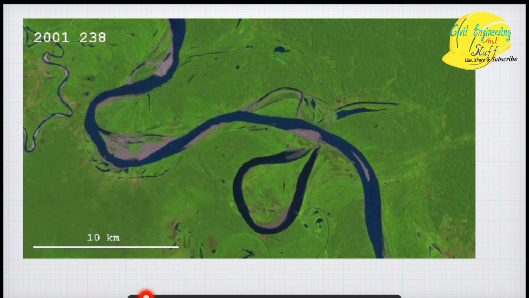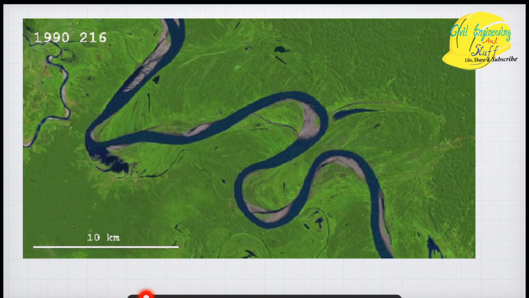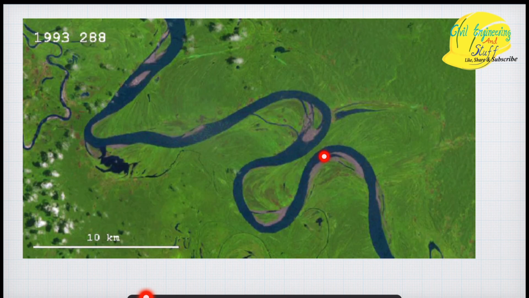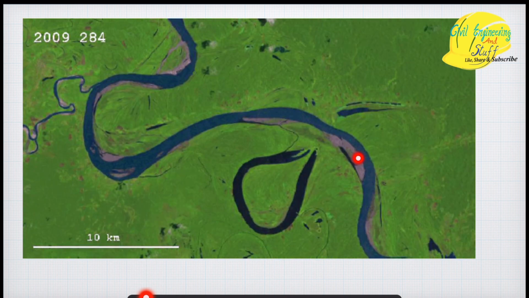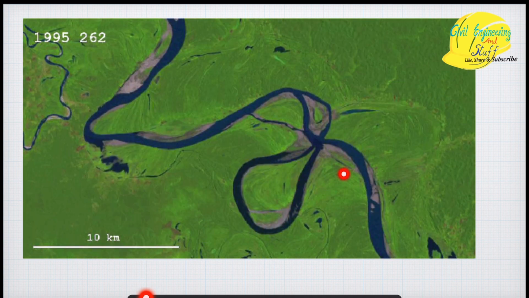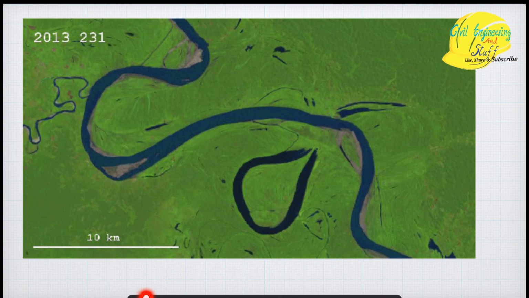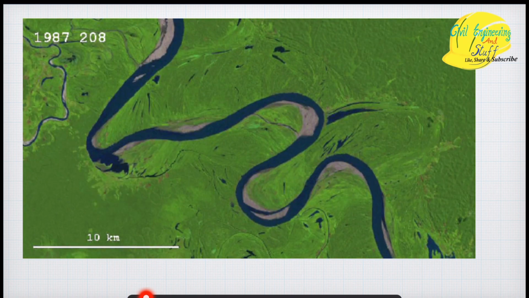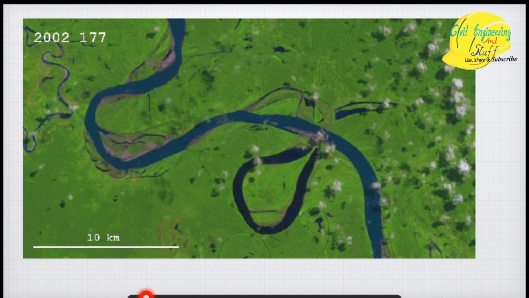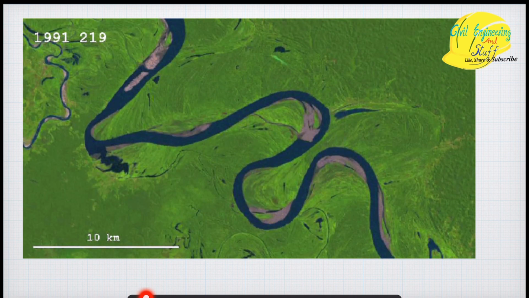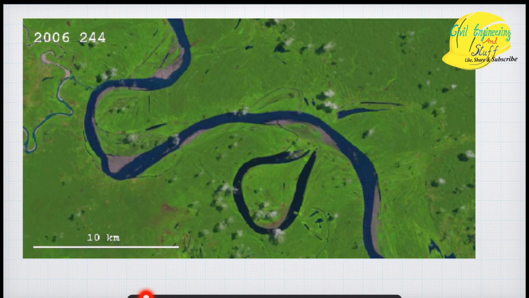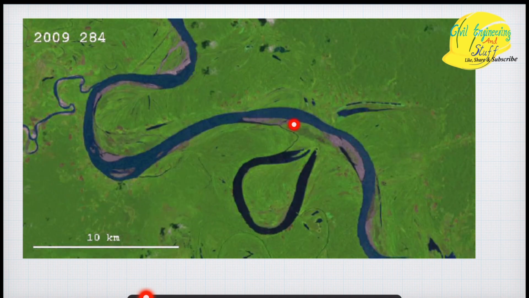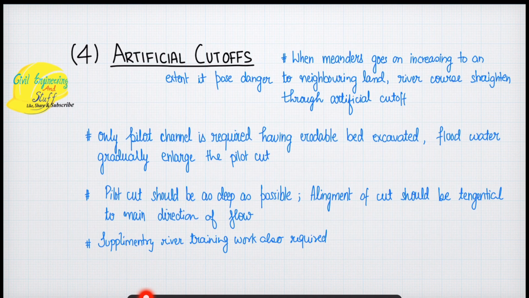Now either the cutoff can be made naturally. You can see here, down the line, the cutoff is made naturally, and then the river changes its course. You can see this point, this area. Here the cutoff is being made naturally by the flow of the water. But in case there is too much silting taking place, however, no natural cutoff is being done, in that scenario we create an artificial cutoff so as to ensure the flow of water along the river continues. When this cutoff is done manually, this is what we call artificial cutoffs.